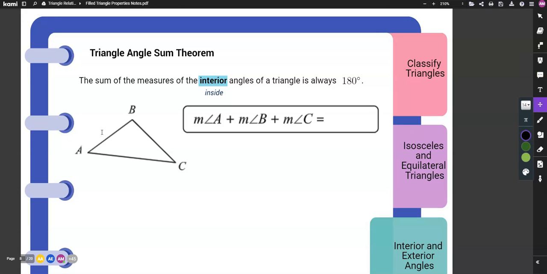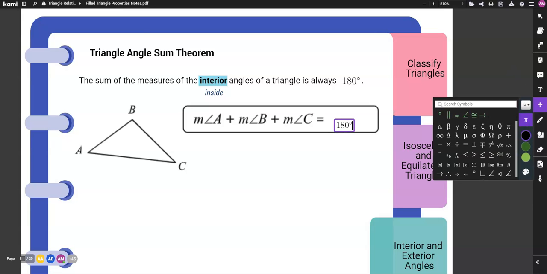So in this image we have here, it says triangle ABC. We have the measure of angle A plus the measure of angle B plus the measure of angle C will be equal to 180 degrees.